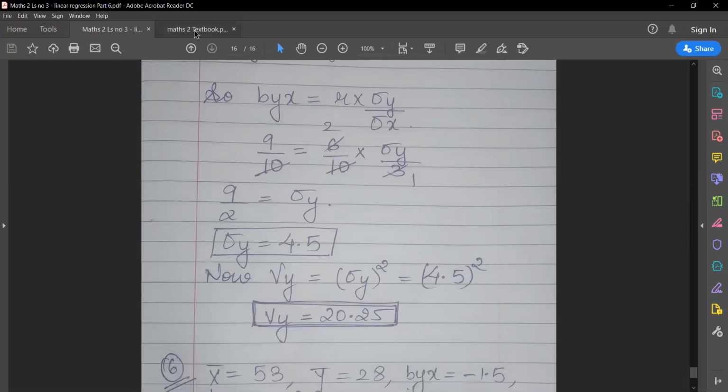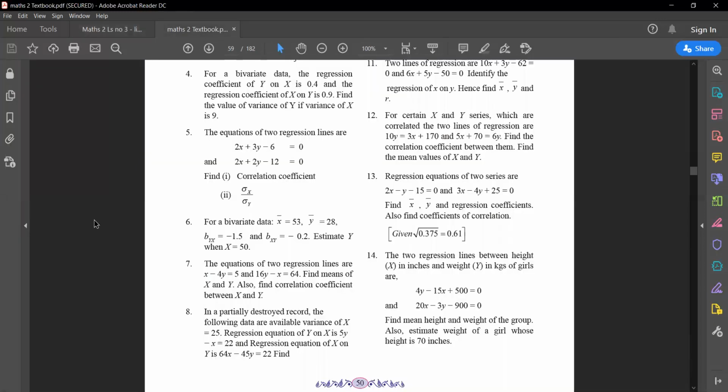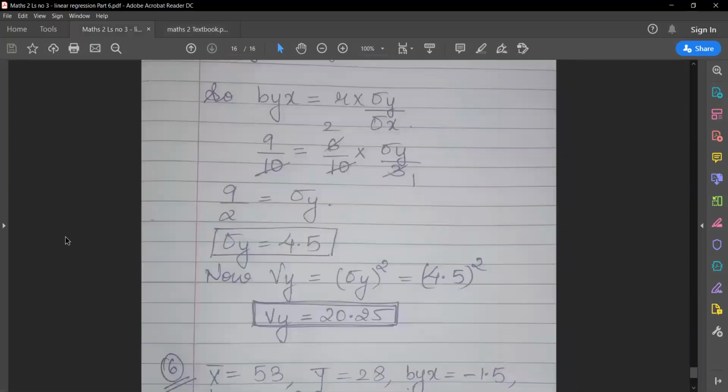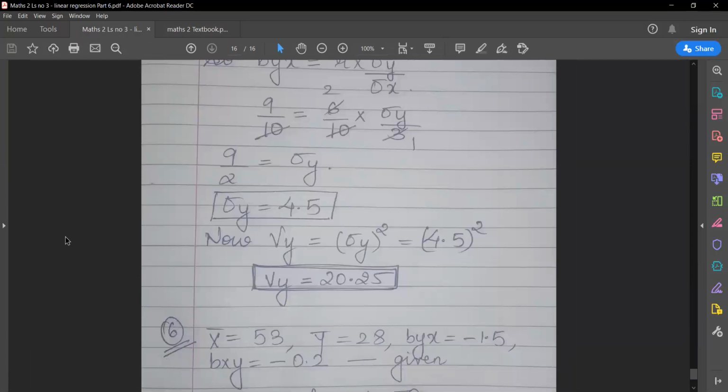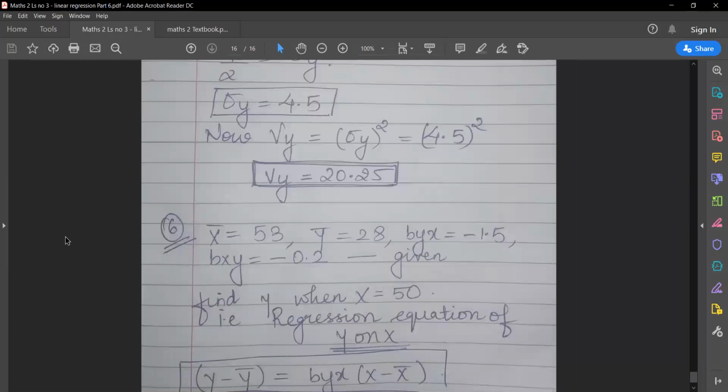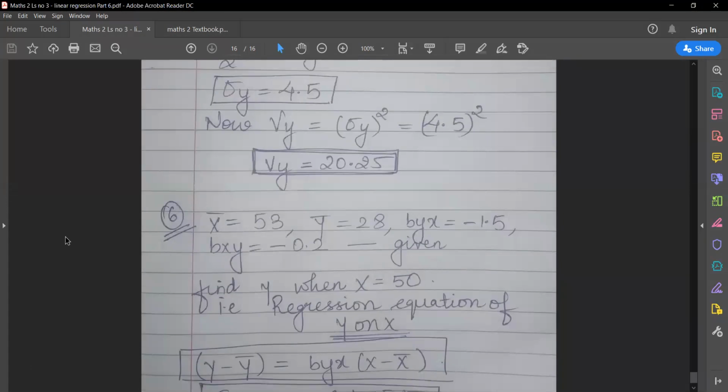Clear, class? So with this we have finished 6 sums: 1, 2, 4, 5, 8 and 9. Coming towards the last sum for the day, the very toughest sum is going to come now. So pay attention. For a bivariate data, x bar is given, y bar is given, byx is given, bxy is given. You have to find y when x is equal to 50. When one value is given and we have to find another, what do we call it? Regression equation. So they are asking you to find the regression equation of y on x.